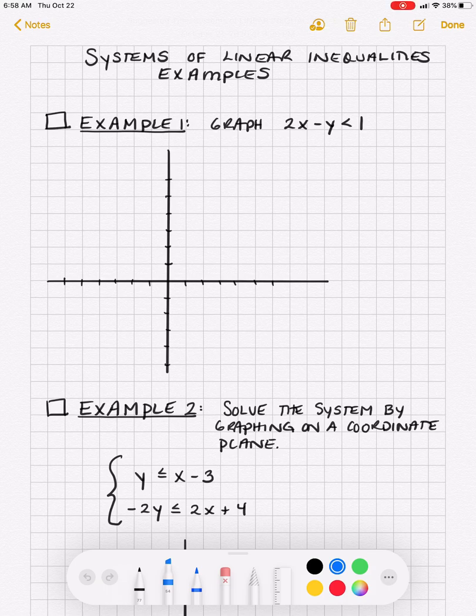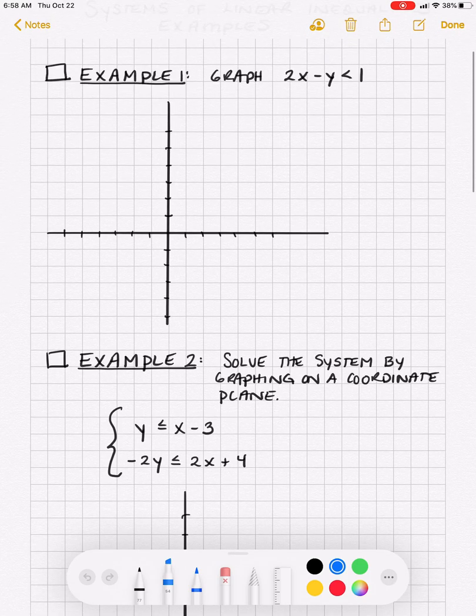So get out your systems of linear inequalities examples. This was a sheet that you received in class, okay? If you look over, it's got examples 1 through 5, and you'll see some coordinate planes on the front. So go ahead and find the sheet.